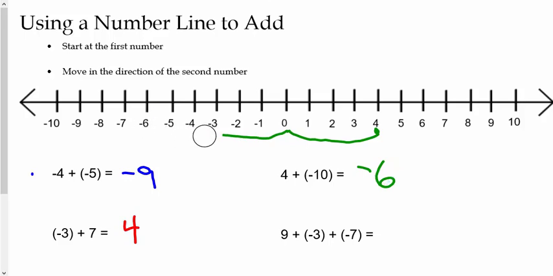And finally, this last example, let's see what happens if we have more than two numbers that we're adding up together. So I've got 9 plus negative 3 plus negative 7. I'm going to start here at 9. I'm adding a negative, so I know I go left, and I'm going to go left 3, and I end up here at positive 6. I'm adding another negative, so I'm going to go left again, and I'm going to go left 7, and I end up here at negative 1.